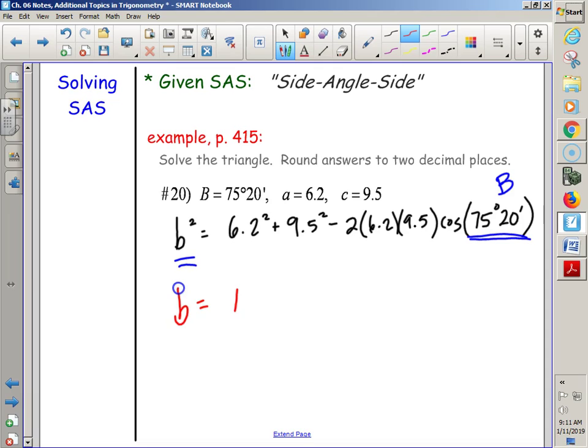Anybody matching up with that? If not, just tell me no. Double checking. Square root of 6.2 squared plus 9.5 squared minus, oh, I didn't put 2 times. 2 times 6.2 times 9.5 times cosine of 75 degrees 20 minutes. 9.943? Oh, Aiden and I got it. Anybody else? Double check us. We could have both made the same mistake. It happens sometimes.